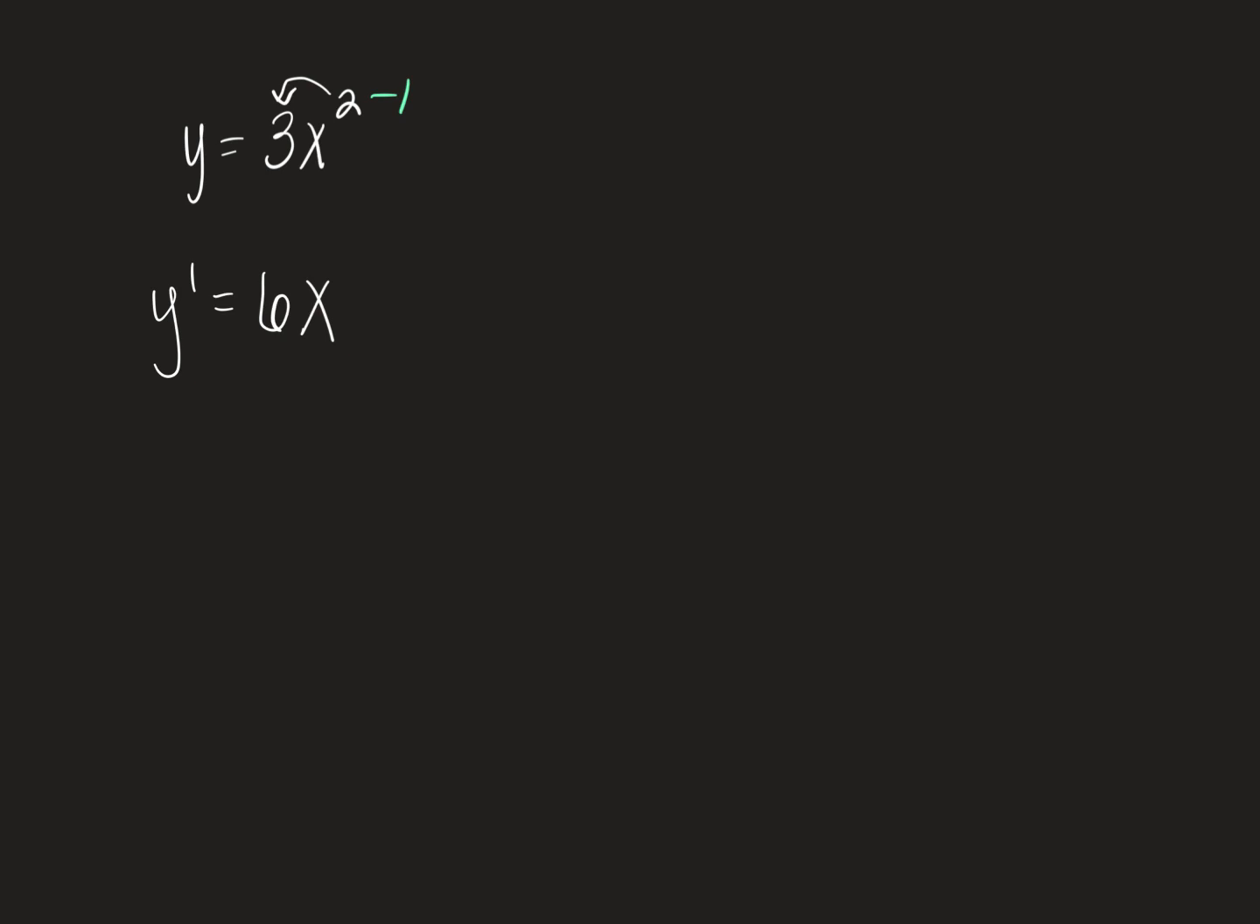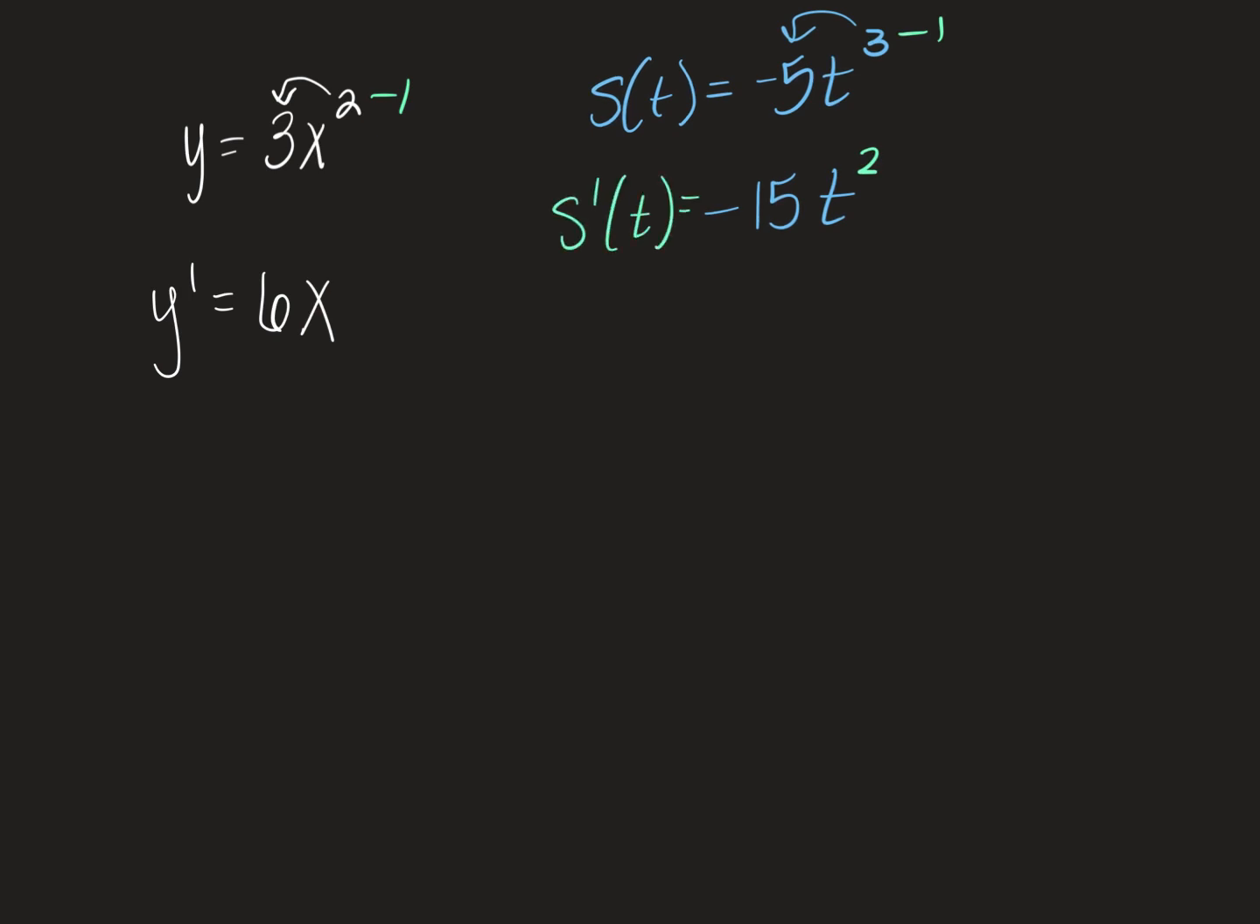Okay? Let's see, s of t. These are the examples in your notes if you want to copy them down. Okay, so the 3 gets multiplied to the -5. And then you do 3 minus 1 and get t squared. So that's written s prime of t equals -15t squared. All right, let's do a couple more.